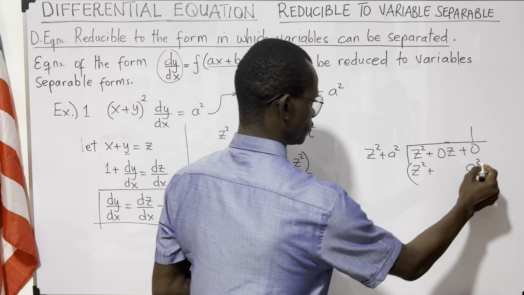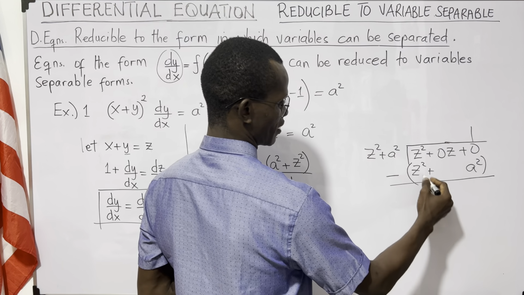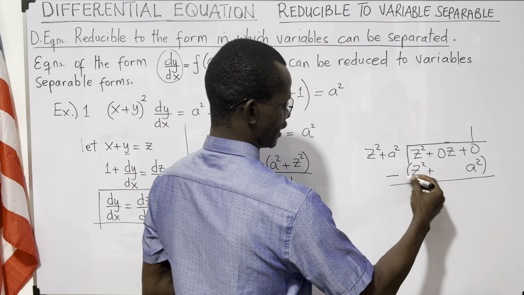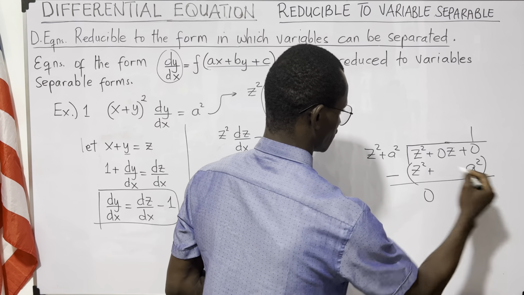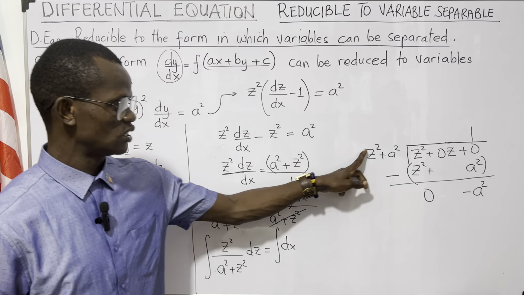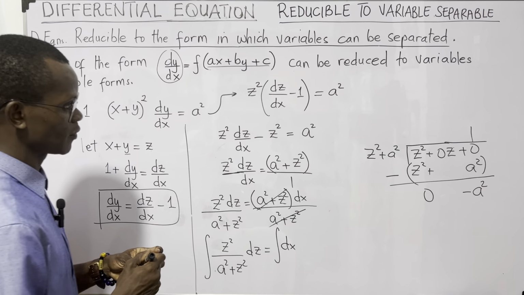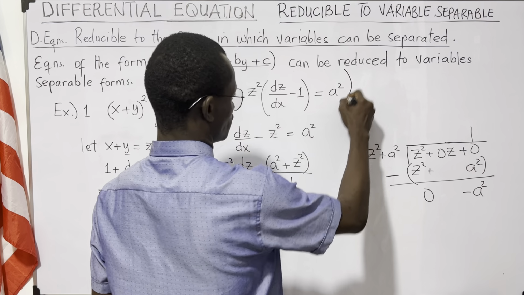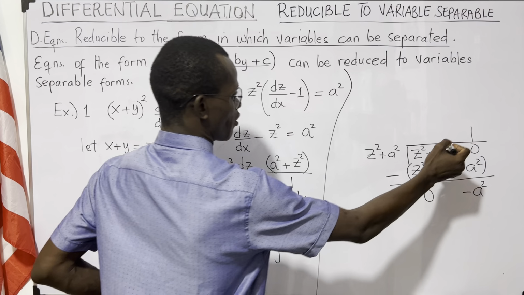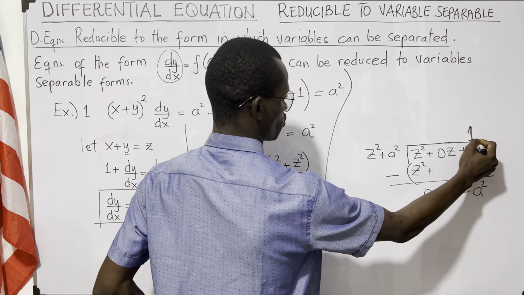Now, if we subtract, we have z squared minus z squared is 0, and then this is just 0, so this will just give us minus a squared. So z squared can no longer go into a squared. So now what do we have? After we divided this by this, we got our partial quotient, which is 1.